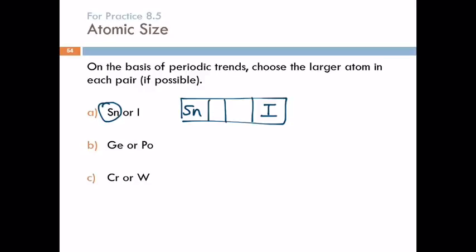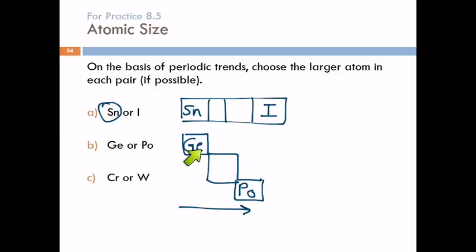How about germanium or polonium? You gotta find these guys. So here's germanium, and here's polonium. So comparing these going across, which one is larger? Germanium is predicted to be larger. Looking at the trend going down, which one's predicted to be larger? The polonium. So the trends are opposing each other. What do we do?